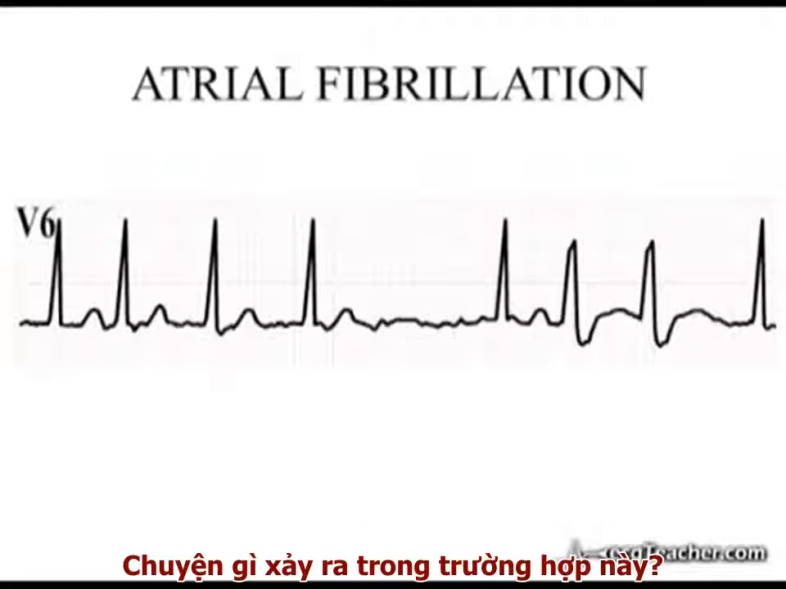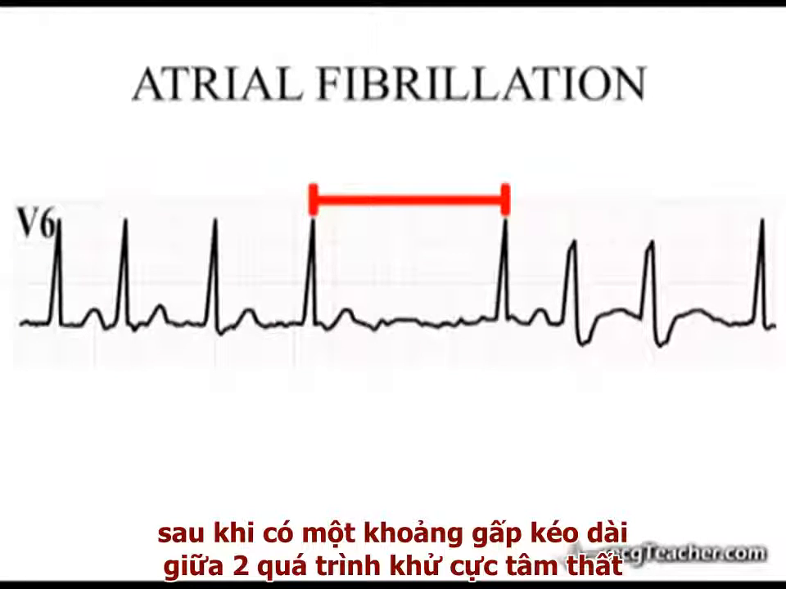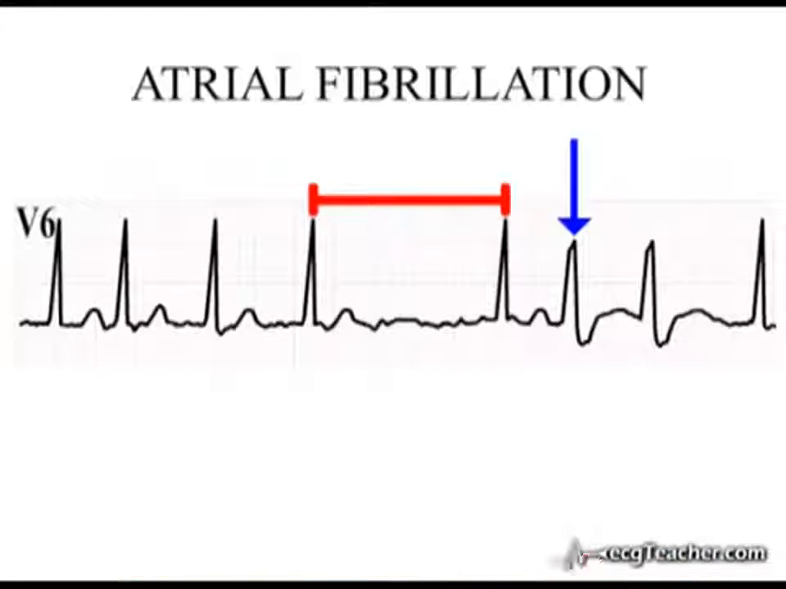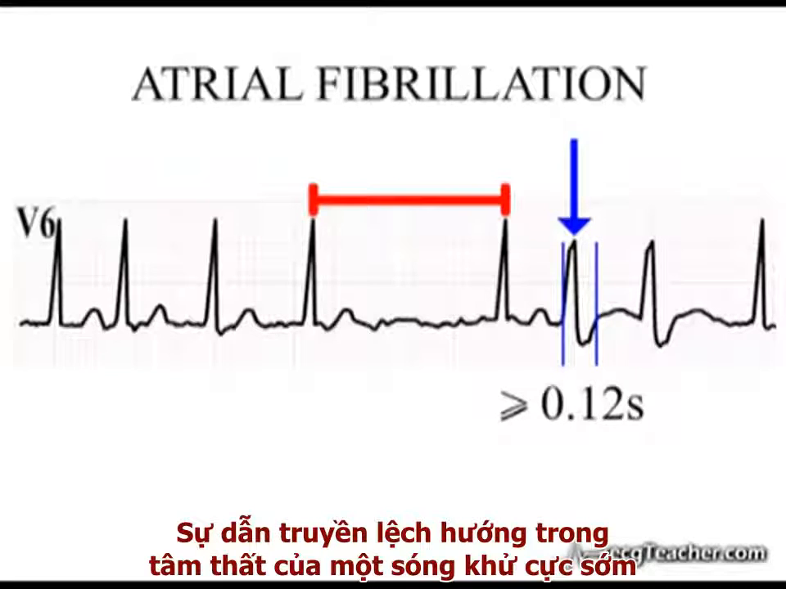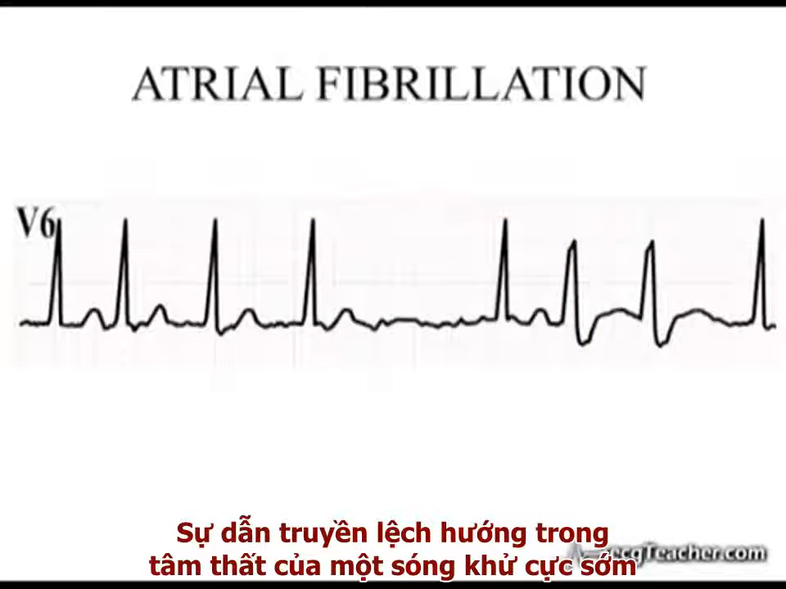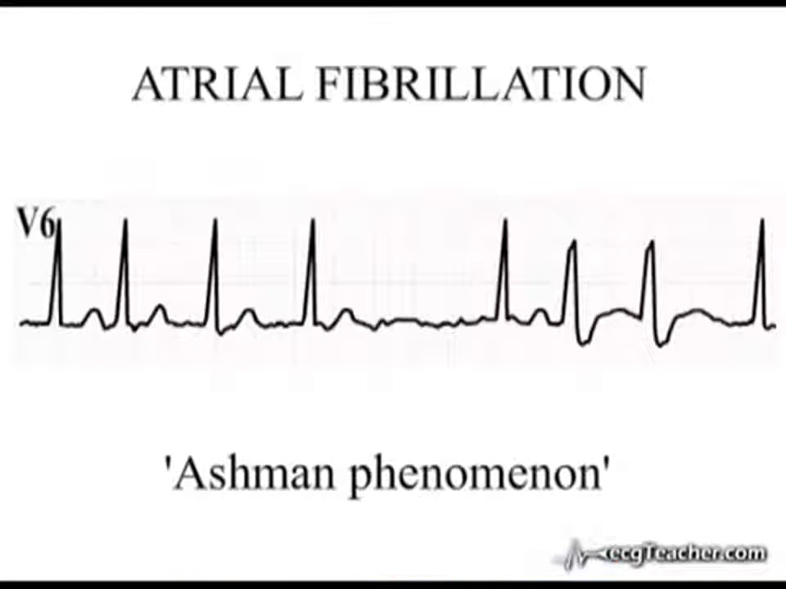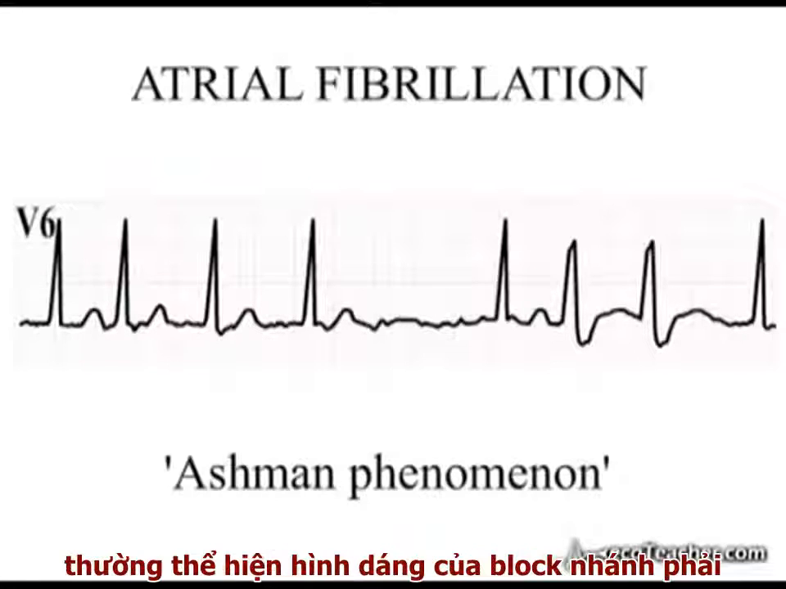What has happened in this case is that the bundle branch's refractory periods have lengthened during this prolonged gap between ventricular depolarizations. An early transmitted atrial depolarization wave has then encountered the right bundle branch while it is in a state refractory to transmission. Aberrant conduction results in the presence of a broad QRS complex. Aberrant ventricular conduction of an early depolarization wave following a long RR interval in atrial fibrillation is termed Ashman's phenomenon. Although this may affect either bundle branch, as shown here, the transient block usually occurs in the right bundle, and the aberrantly conducted complex therefore usually demonstrates a right bundle branch block morphology.